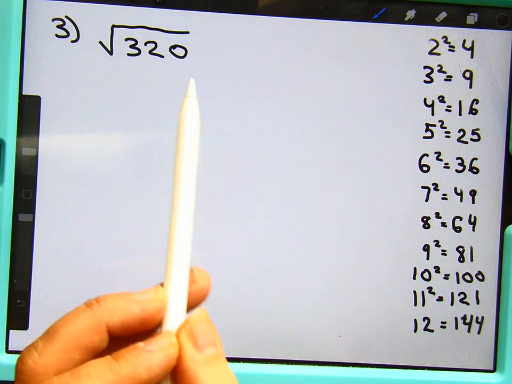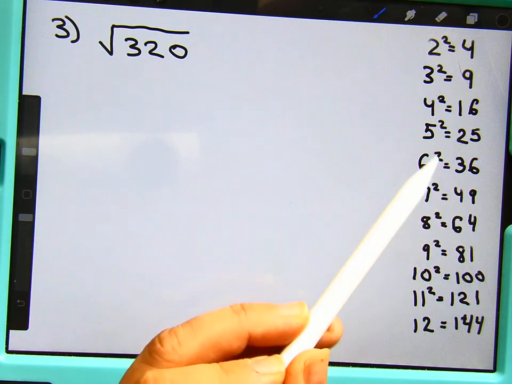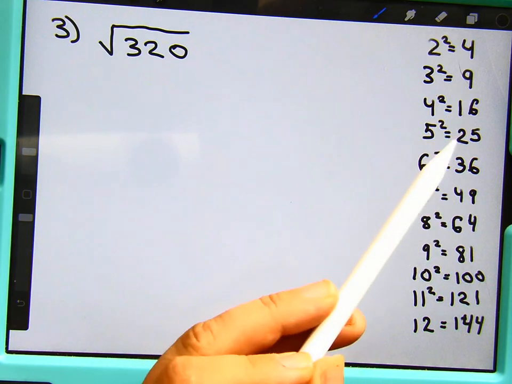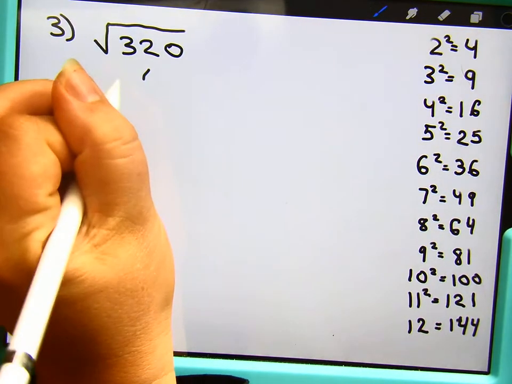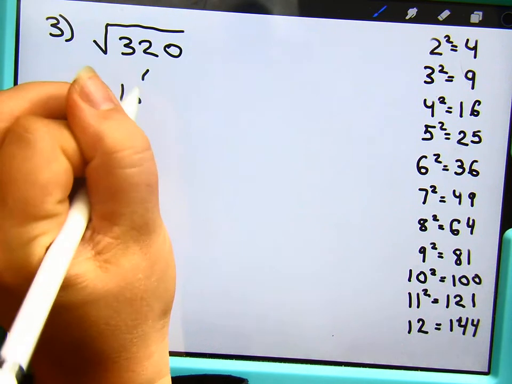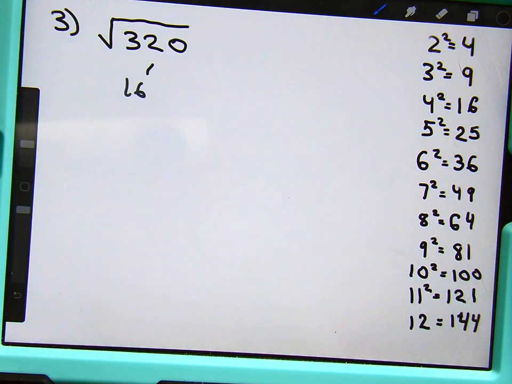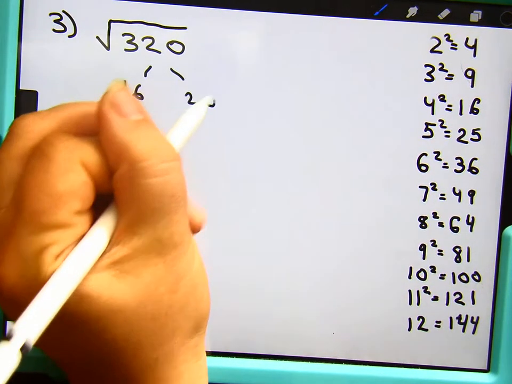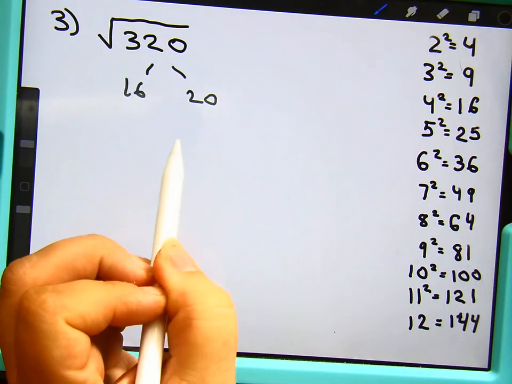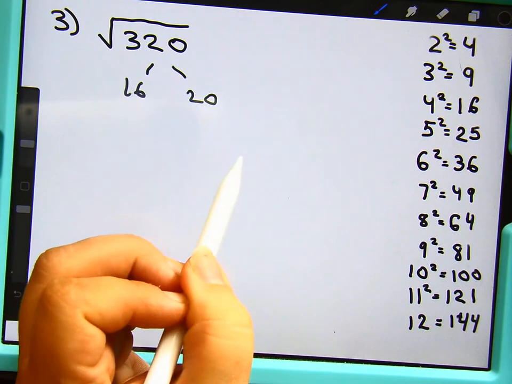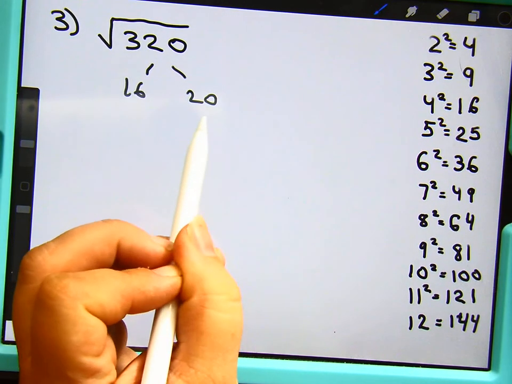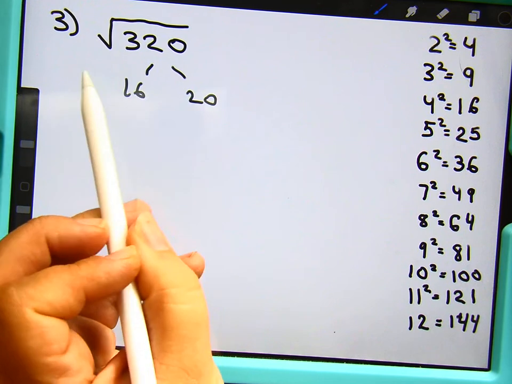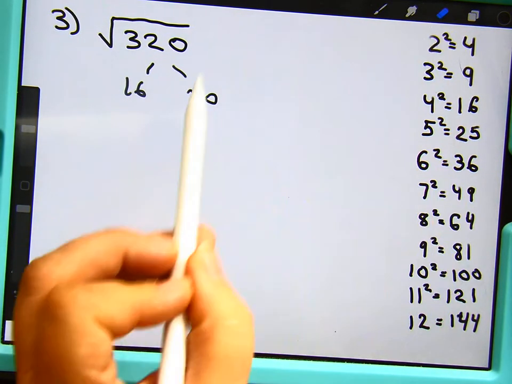So not that one. So let's try 16, because that would be too high. So I'm going to do 32 divided by 16 and see what I get, or 320. And I get 20. But the question is, can I still factor and simplify with 20? Yes, I can. I can break it into 4 times 5. I can break it into 2 times 10. So yes, 16 goes into it, but it's not the largest number.